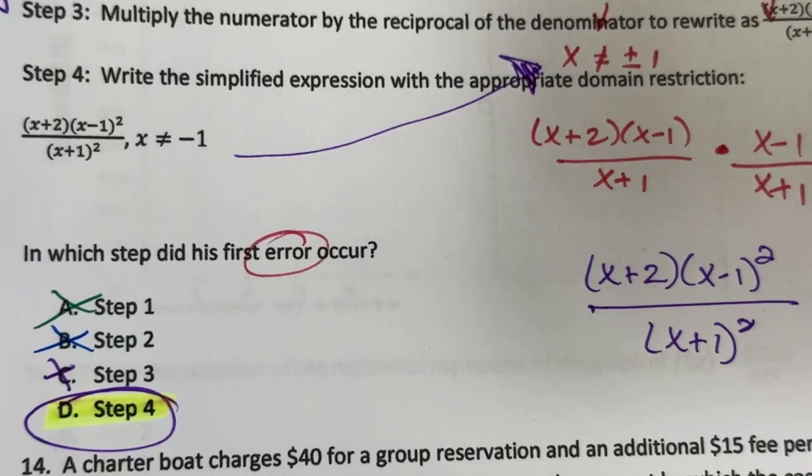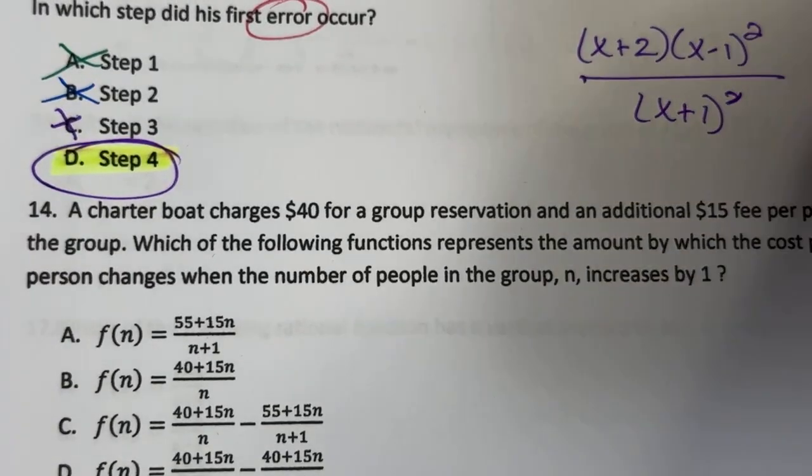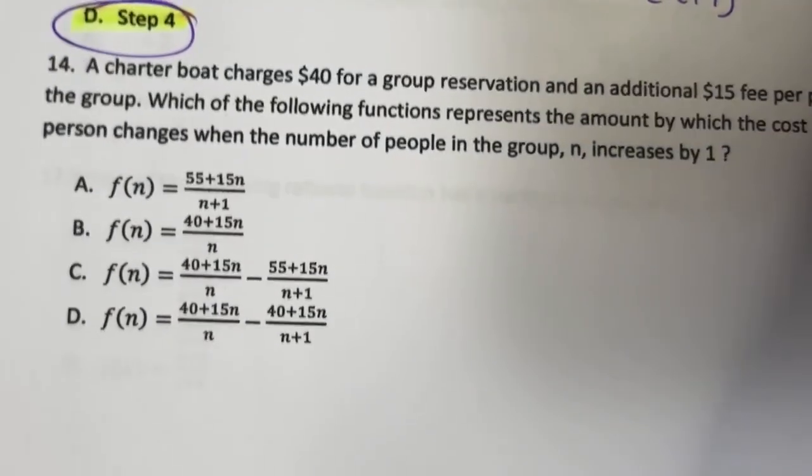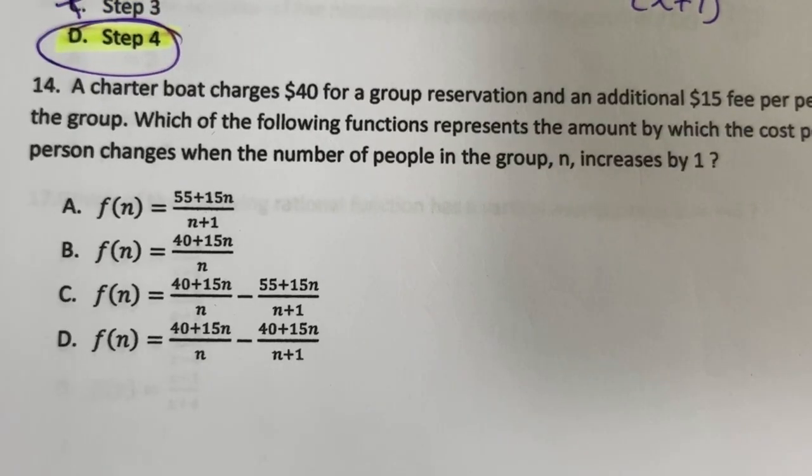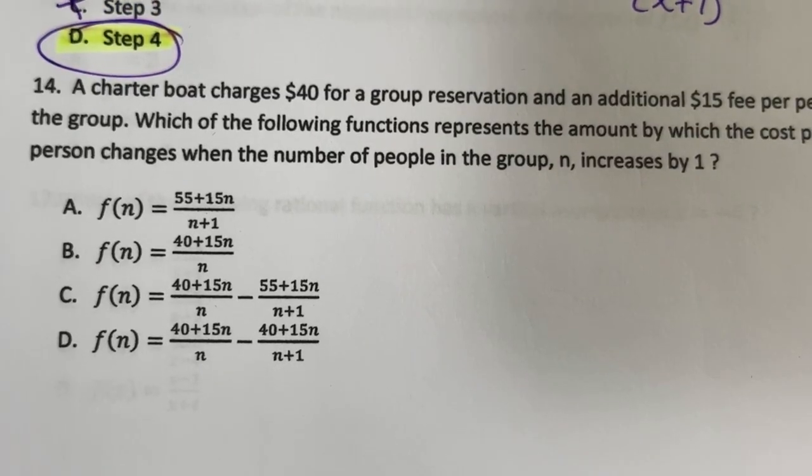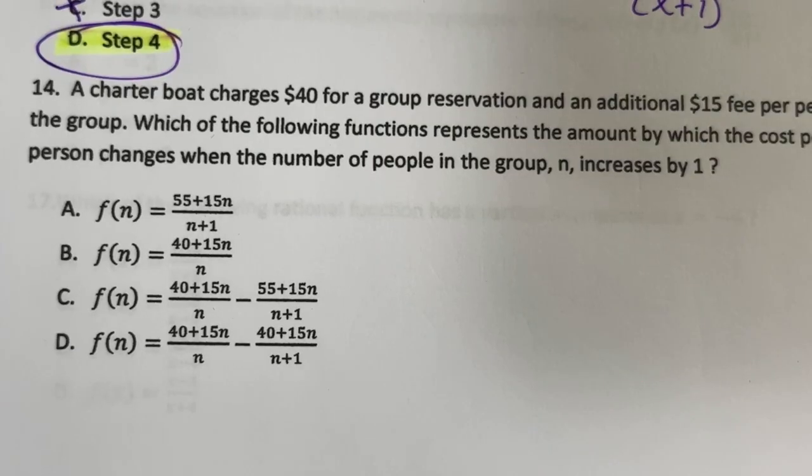Okay. All right, number 14, a charter boat charges $40 for a group reservation and an additional $15 fee per person in the group. Which of the following functions represents the amount by which the cost per person changes when the number of people in the group N increases by 1?